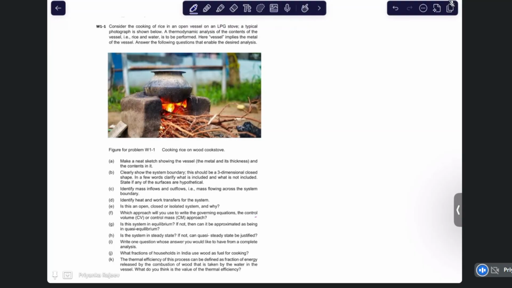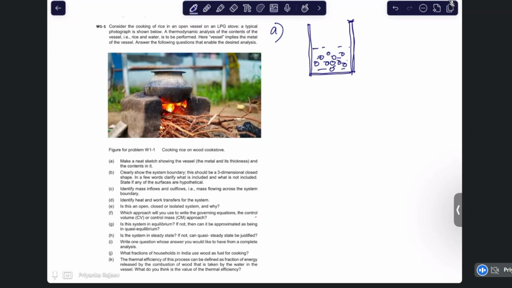Make a neat sketch showing the vessel and the content inside it. So you can draw a vessel with some thickness, and this is just a schematic of what is there inside. Then water will be there, and then rice is inside, something of that sort you can draw. Then clearly show the system boundary.